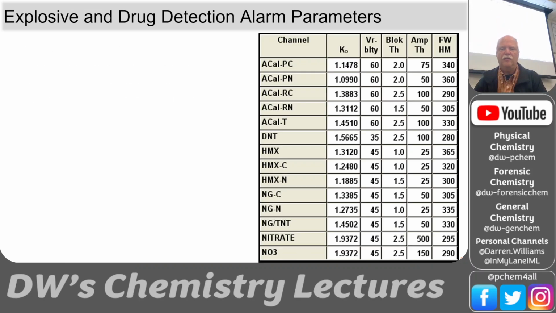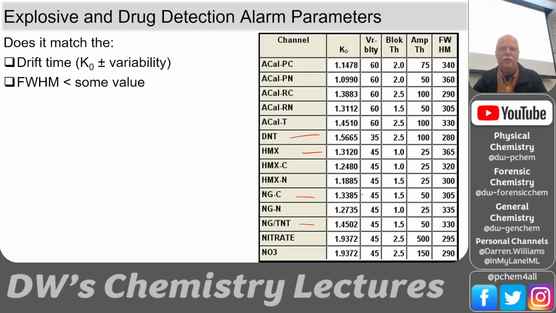So look at our explosives. We have dinitrotoluene here, HMX, nitroglycerin, nitroglycerin and TNT mixed together, nitrates, and so on. There's a plus or minus variability. Okay, and then we have the full width at half max. So how narrow is the peak?